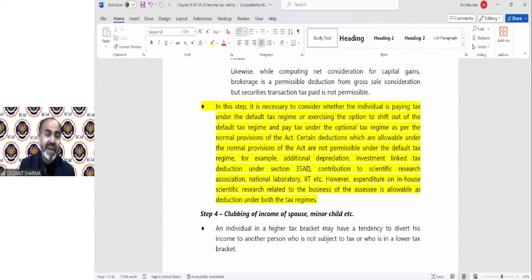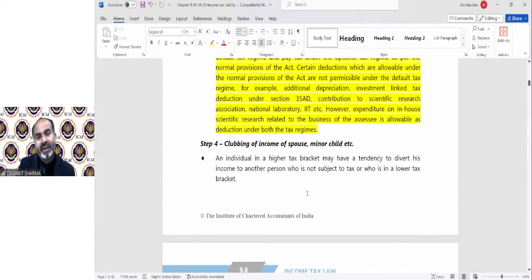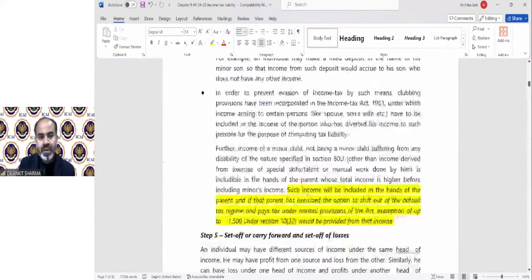Only in that situation you can claim that benefit. Even in the same case of scientific research, the provision is the same. So we have gone through this in the PGBP case. Clubbing of income of a spouse, minor child, etc. The other faculty has discussed this provision with you also. So that is the clubbing concept.